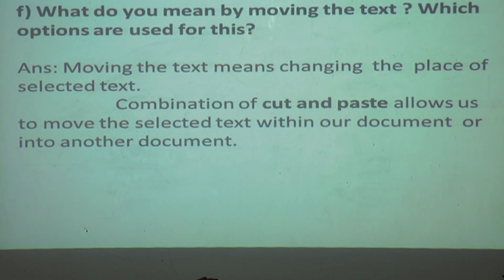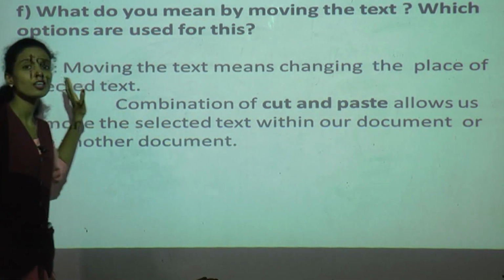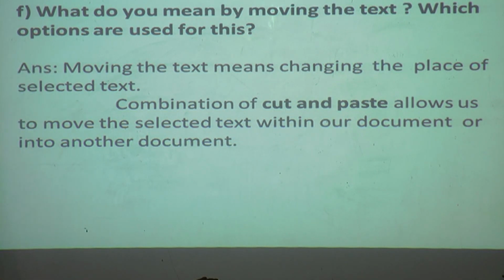Moving the text means changing the place of the selected text. Means suppose this answer is here and changing the position means what? This answer is here now. Now cut from here and we can see it here. It is called moving the text, changing the place of the selected text.